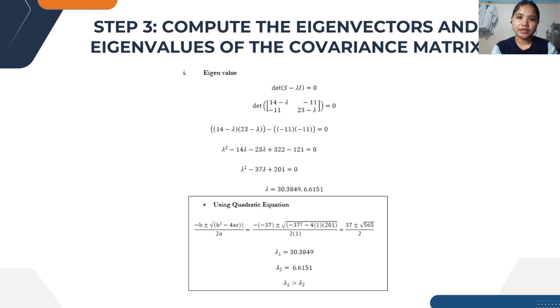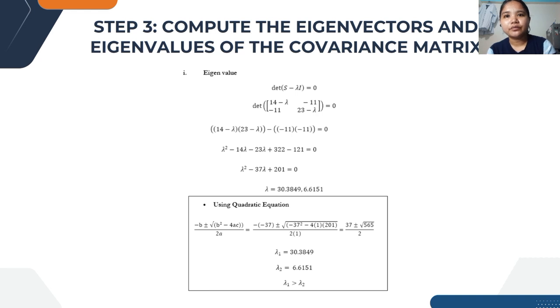So we compute the eigenvectors. First, we compute the eigenvalues, using the determinant of S, the covariance matrix, minus lambda times I equal to 0. We substitute the values here. Since our covariance matrix solved earlier is 14 minus lambda, negative 11, negative 11, and 23 minus lambda, the determinant is equal to 0.